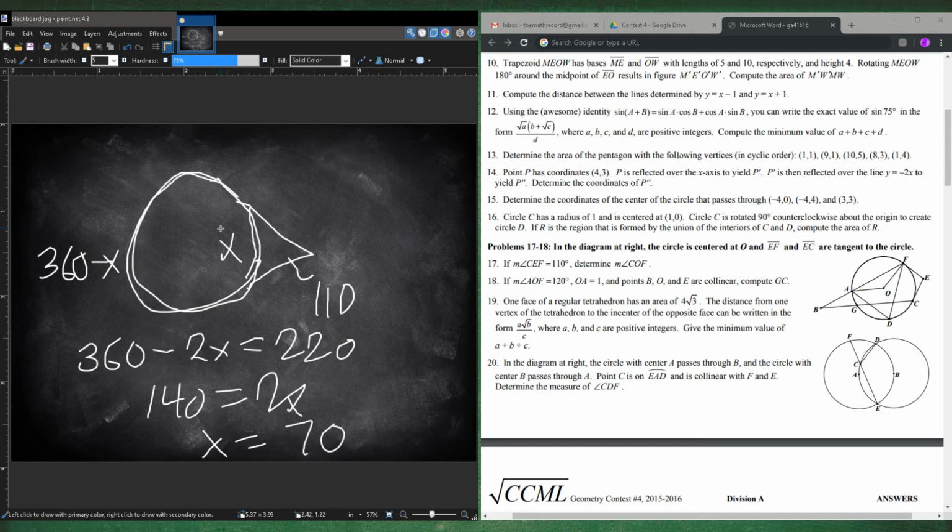So since this is 70 degrees and you have a point right here, that means this is also 70. So basically 17's answer is just 70.